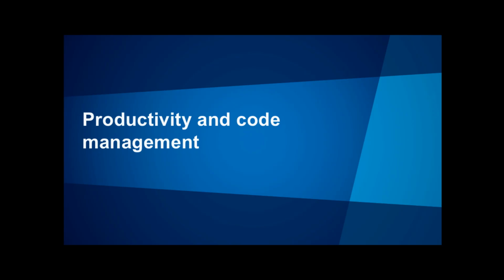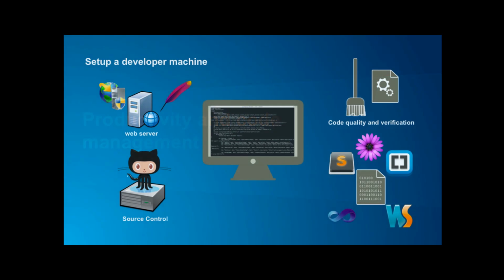So let's move on to productivity and code management. So you're going to have to get your dev machine set up, which is, you're going to need a web server. You're probably going to use source control like GitHub or something to keep track of version changes in your code. You'll want to do code quality and verification, and then you'll probably pick an IDE. And you may even install Node, and we'll talk a little bit more about why you might do that.